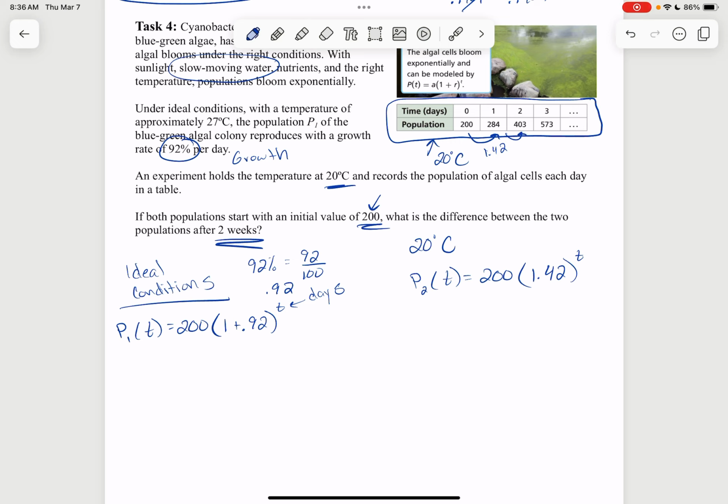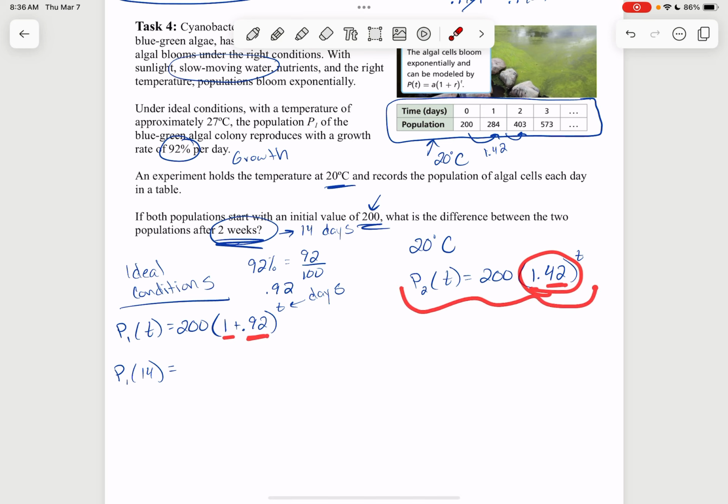What is the difference between the two populations after 2 weeks? 2 weeks is 14 days. So I have my two equations. I want to figure out what the population is at 14 days. Now looking at these, this is 1 plus 0.92. This is 1 plus 0.42. This one is growing at a slower rate. So I should have less on this because it's not ideal conditions. It's not quite warm enough. It needs to be 27 degrees Celsius for ideal conditions.